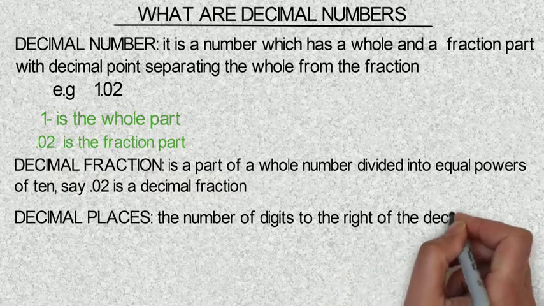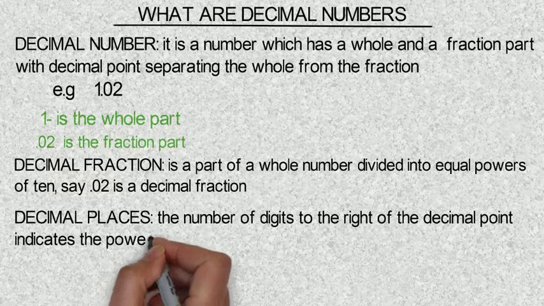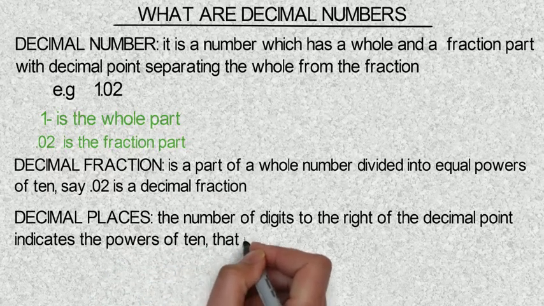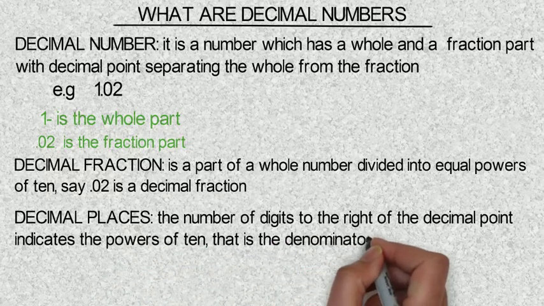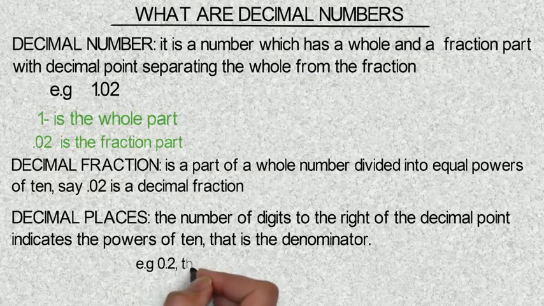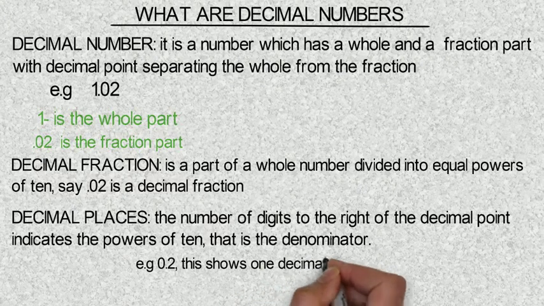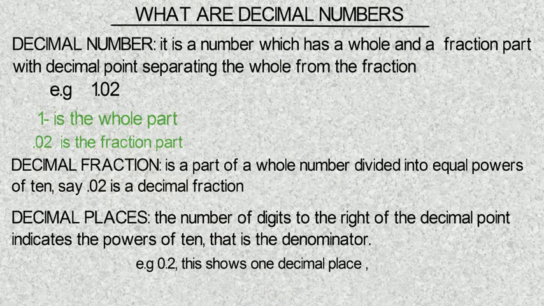So what is a decimal place? Decimal place is the number of digits to the right of the decimal point, which indicates the powers of 10 that is in the denominator, e.g. 0.2. Here this shows one decimal place. Why? Because I have one digit to the right of my decimal. Can you see? I have just 2.